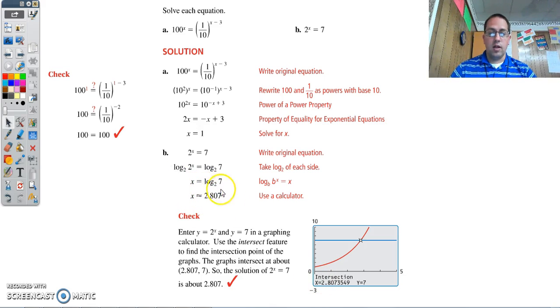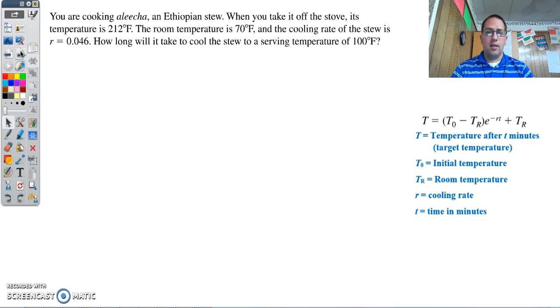That's what you got when you type it into your calculator, and we rounded it off, just looking at the x value there, because it's all we have here. We don't have any y's. All right. Okay, so let's take a look at this.